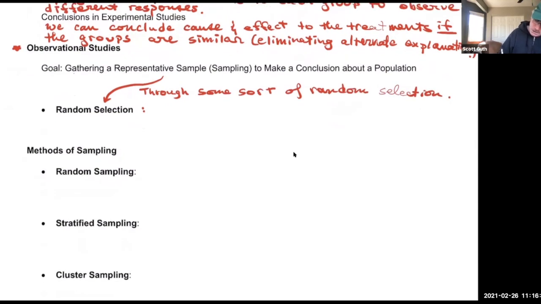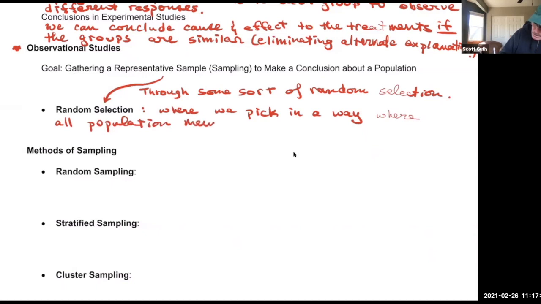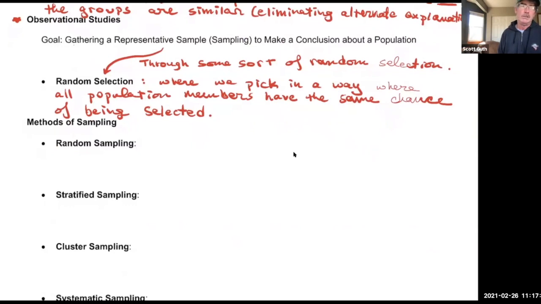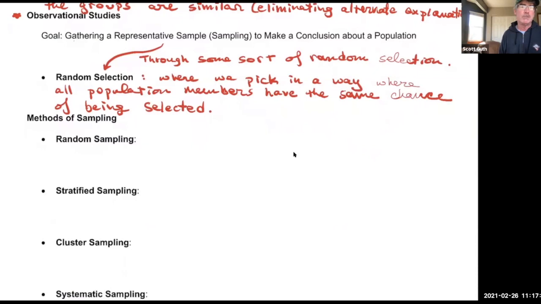Okay. Random selection just means where we pick in a way where all individuals, let's say all population members, have the same chance of being selected. So that eliminates selection bias. If they don't all have the same chance of being selected, then it's really hard to generalize to the population because you're just going to have a weird non-representative sample of just certain types of individuals.